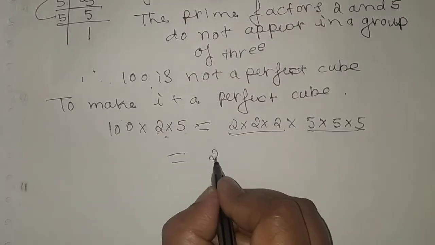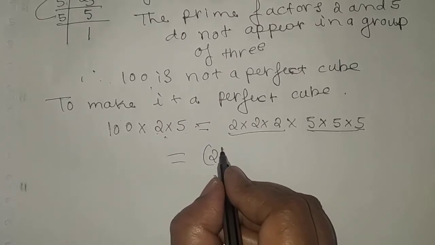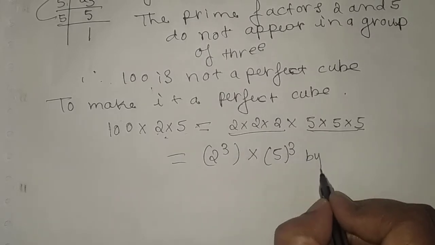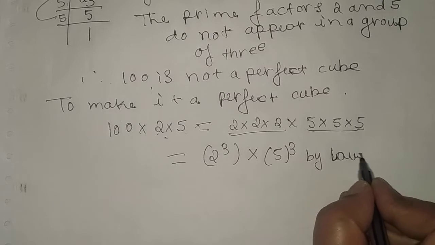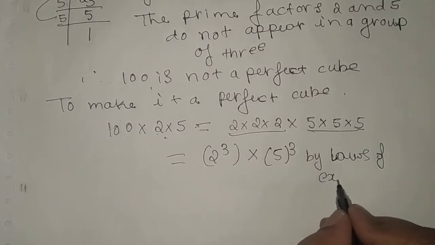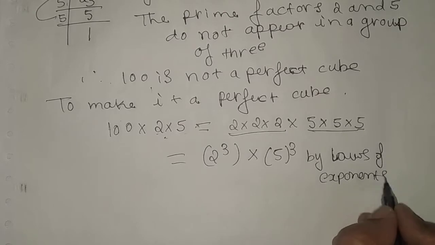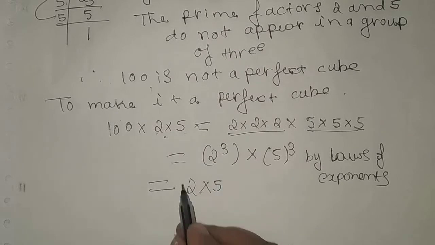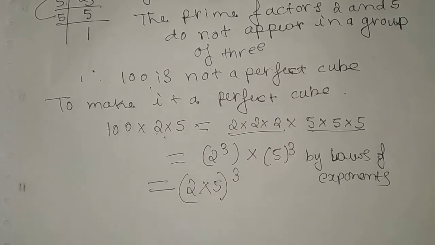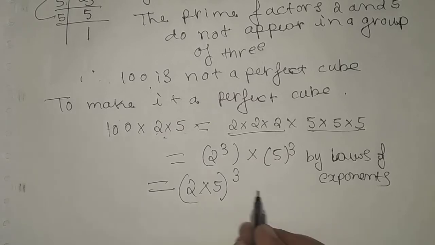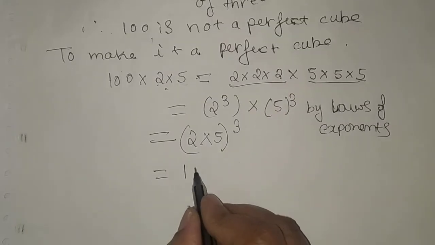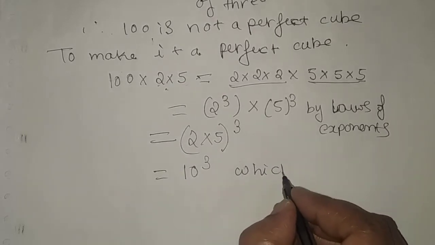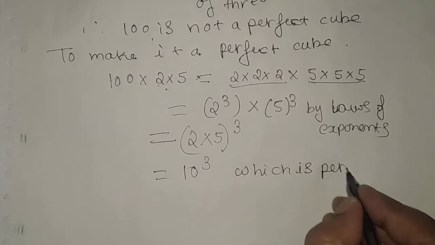So we get 2 cube into 5 cube, by the laws of exponents. After this, we take the base, which is 2 into 5, and the power is common. So now we get 10 cube, which is a perfect cube.